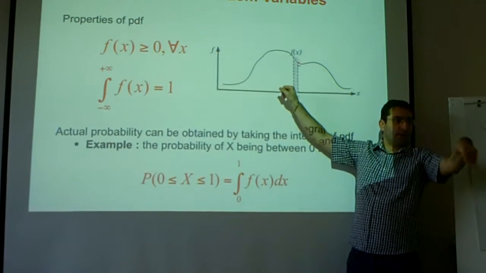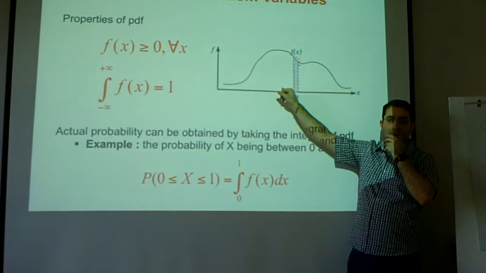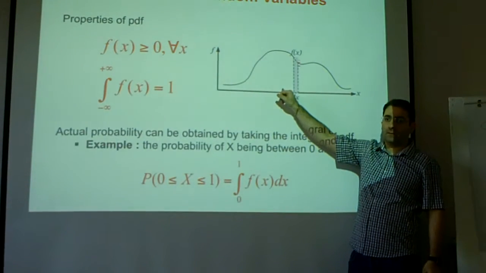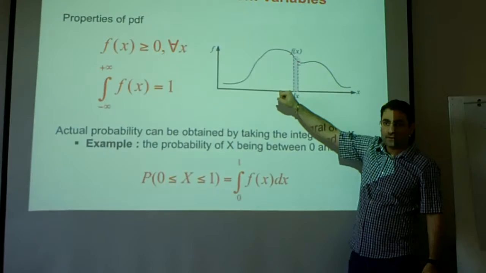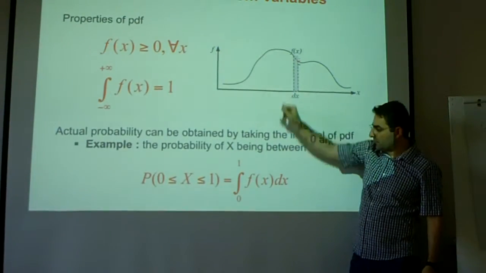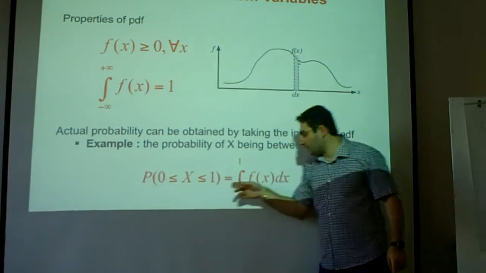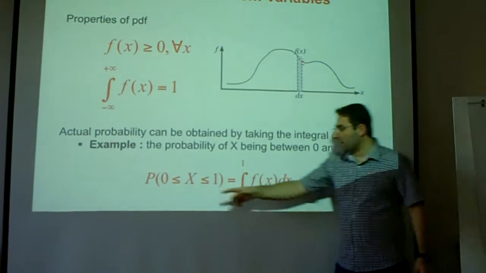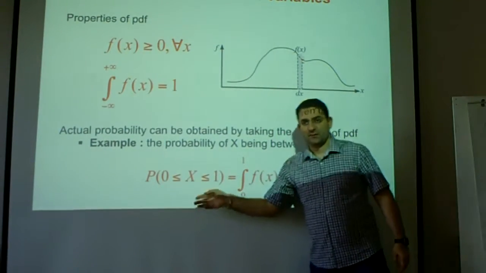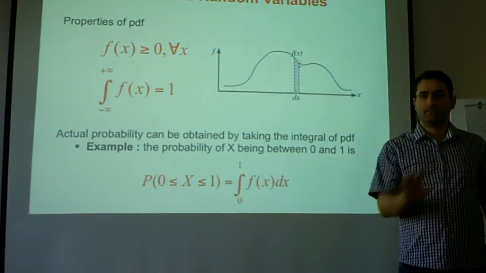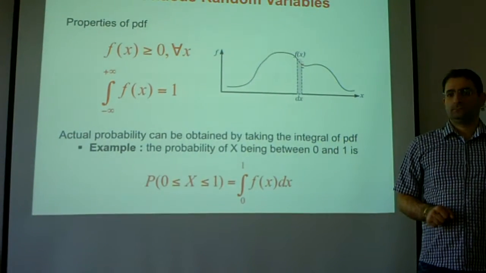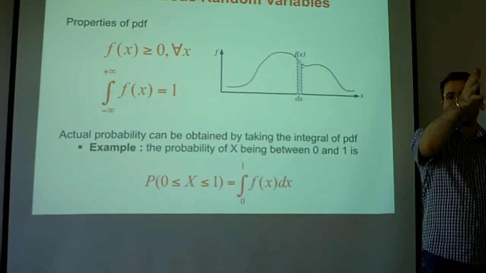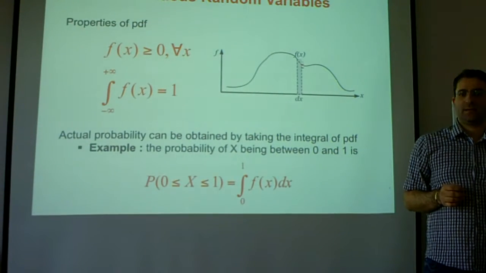I will tell you the answer. Look, at this point, x is between 0 and 1, the probability is the integral from 0 to 1 of f(x) dx. What is the probability of x equals 1? People shout it's 0. Why is it 0?